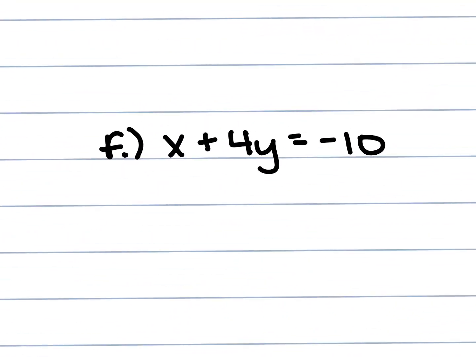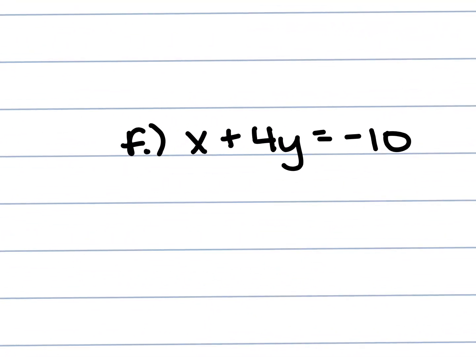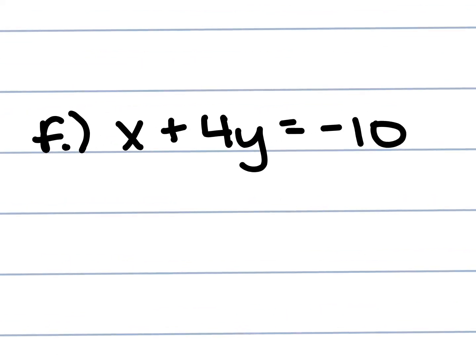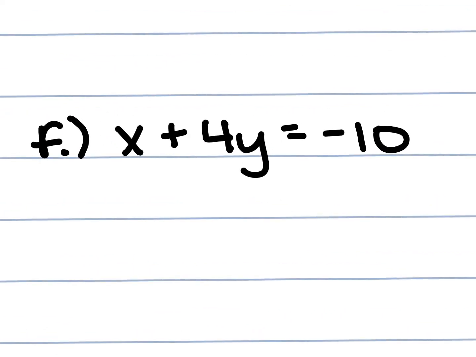Okay, let's check it out. Number F. Letter F. x plus 4y equals negative 10. Is this in slope-intercept form? No, not quite. Why not? Christian? It's in standard form. Very good. x and y cannot be on the same side. So our mission is to get y by himself, right? So what could we do to this equation to go ahead and start solving? Alec?